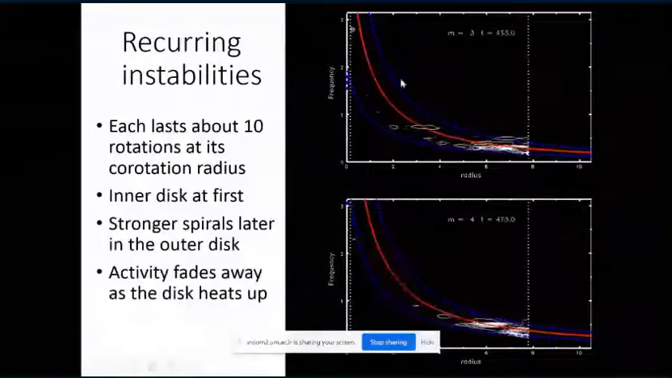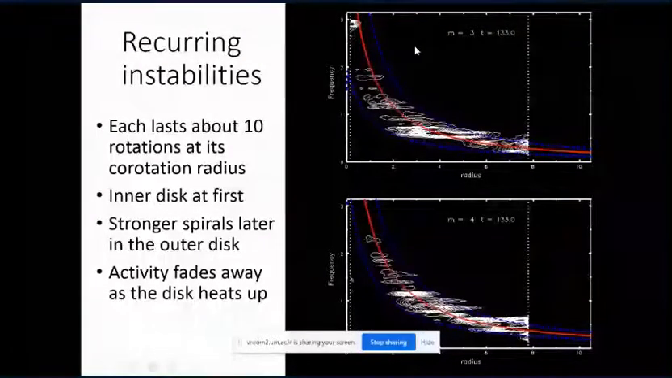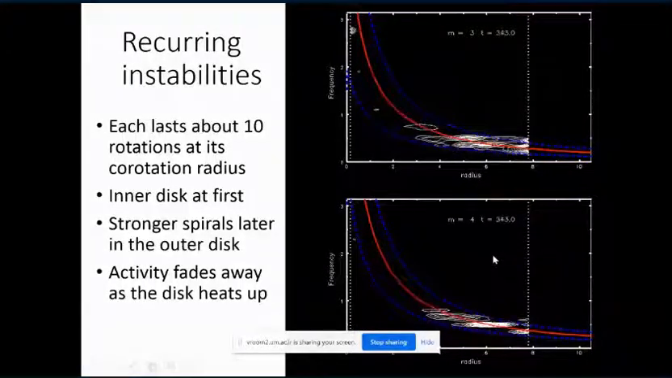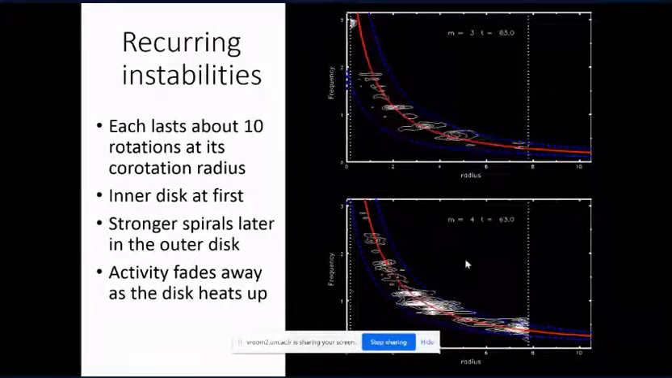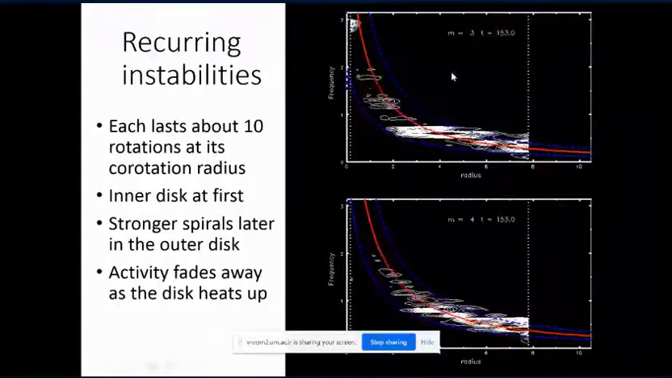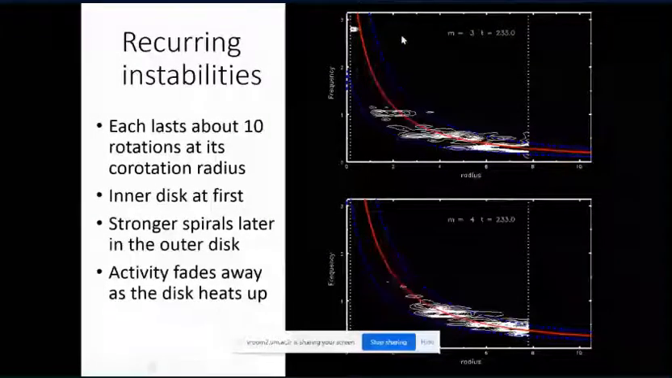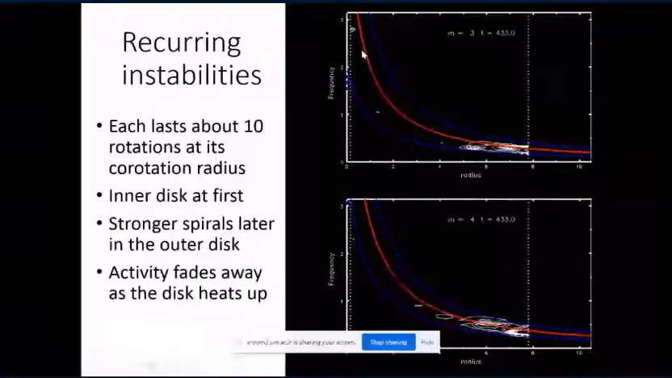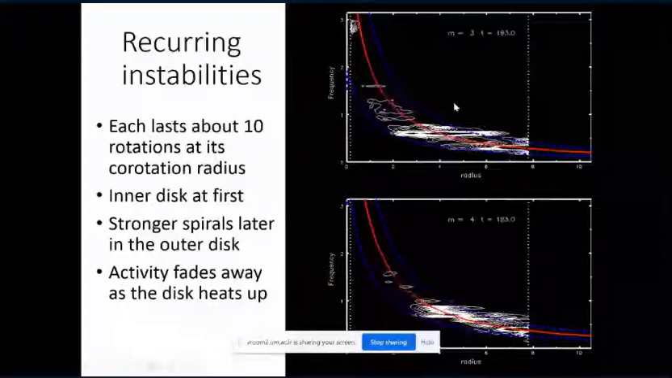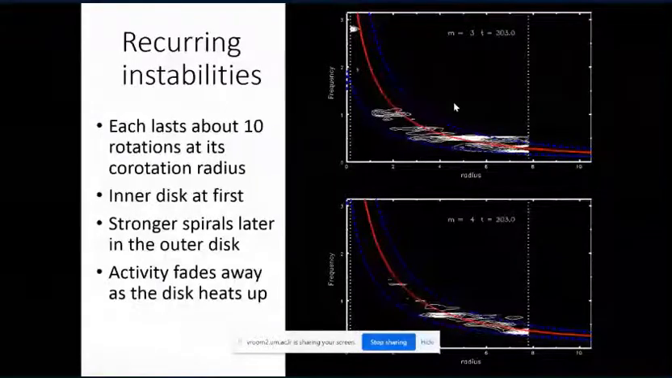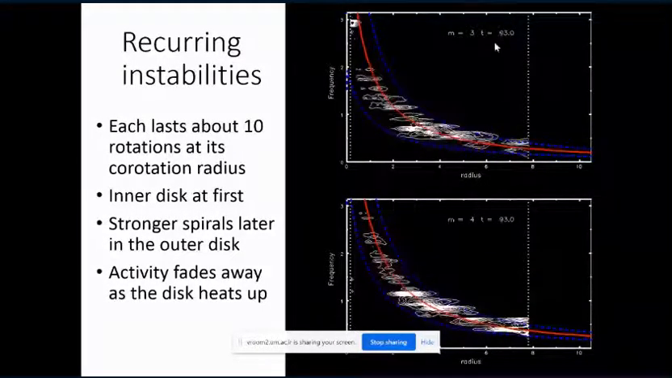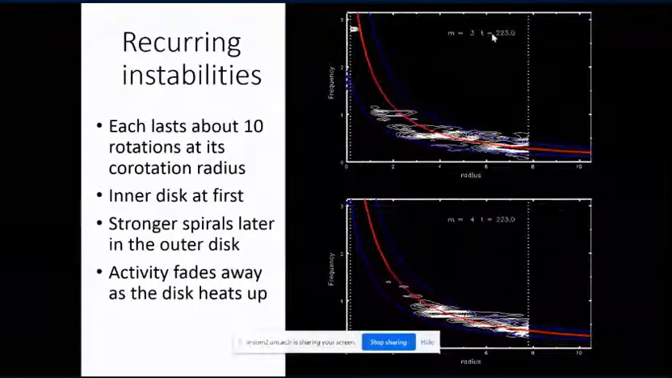The m equals 3 harmonic is in the top, m equals 4 is in the lower panel. Both of them are evolving and both of them are producing structure. And to begin with, if we look back to the beginning, most of the power is in the inner galaxy, and later on it moves to the outer galaxy, and then eventually dies away, as we saw in the movie of the formation of structure.